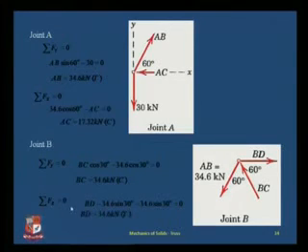Now if I write down summation Fx, I get FBD again going from left to right, which is positive, minus 34.6 sine of 30 minus 34.6 sine of 30 for both these cases, from which I will get FBD equal to 34.6 kilonewton tension, which is again positive because I have assumed my direction to be going away from the joint only.